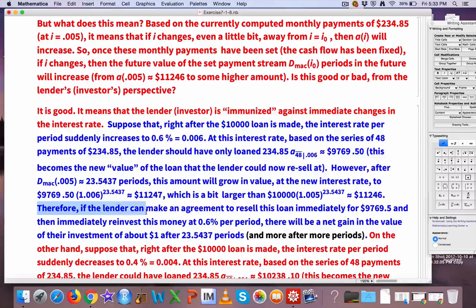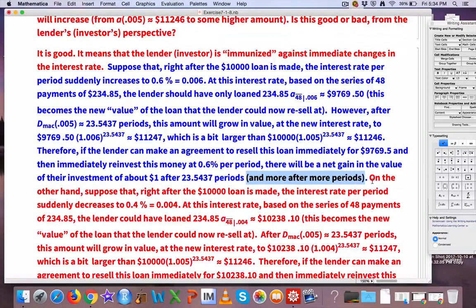Therefore, if this lender can make an agreement to resell the loan immediately for this lower amount, it's like they're taking a loss right away, but then immediately reinvest the money at this new higher interest rate per period, maybe by loaning it out to some other customer at the new higher rate, there's going to be a net gain in value in their investment of about $1 after about 24 months. And a higher gain if you can even wait longer, 25 or 26 or 27 months, or maybe 48 months, okay? They're still going to come out ahead if they can wait longer.